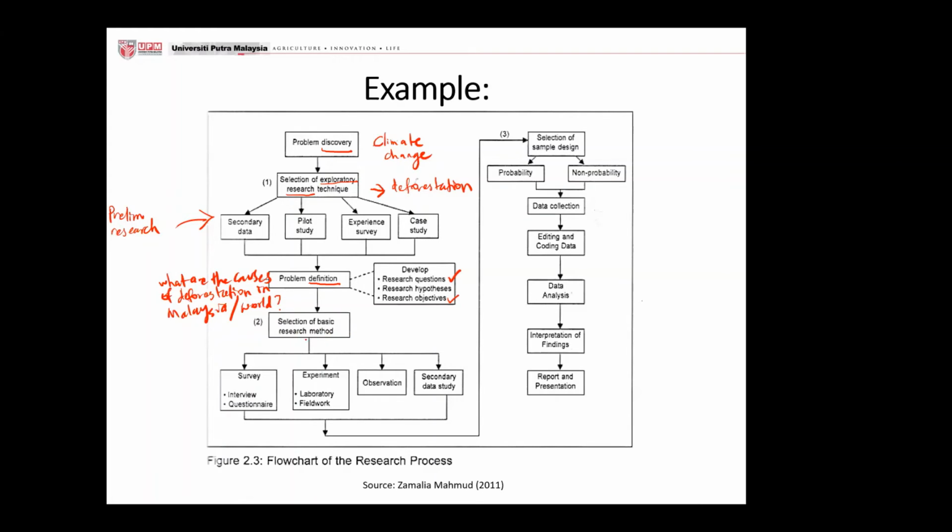So you start thinking about what the basic research method is. Maybe you want to do a survey, or maybe an experiment. It is also possible to do observation, or another alternative is a secondary data study. Recall what secondary data is. I think one of you had also asked me about this.